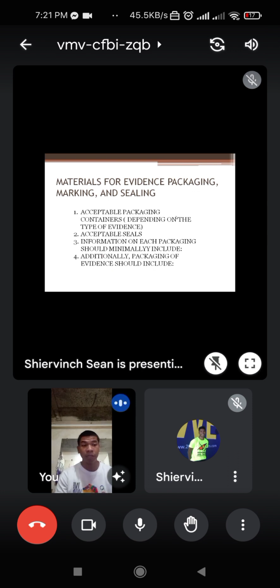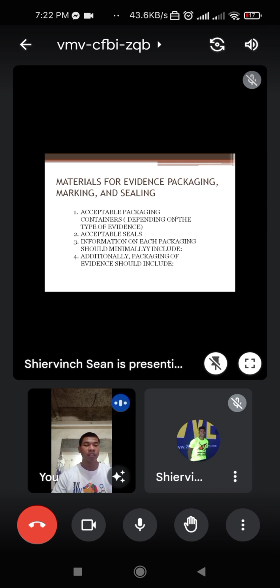Next, the information on each packaging should minimally include, for example, the name of the agency, case number, item number, date, and the investigator's identifier. This is the information on the person who investigates the crime. The packaging of evidence should also include where it was found, by whom, the date and time it was found, and the description of the item.